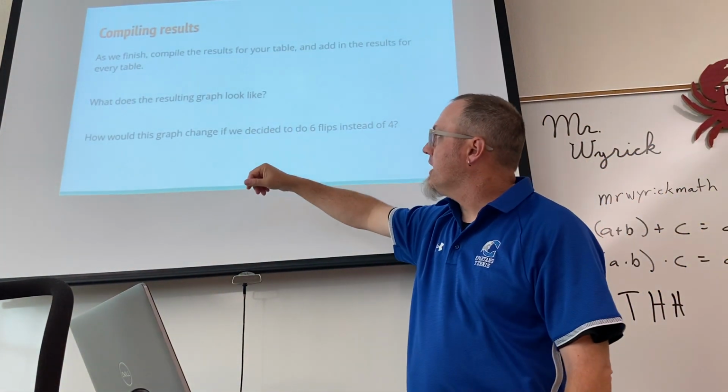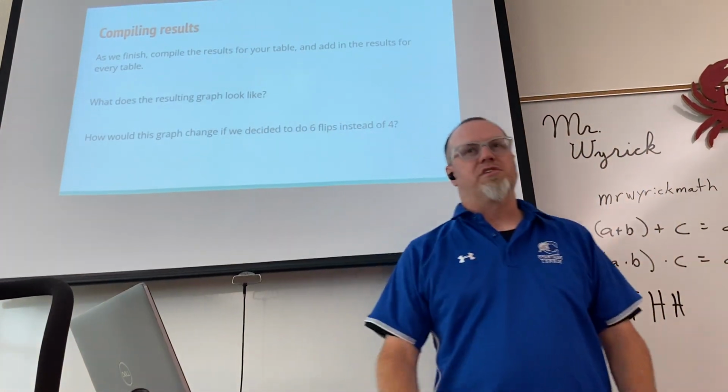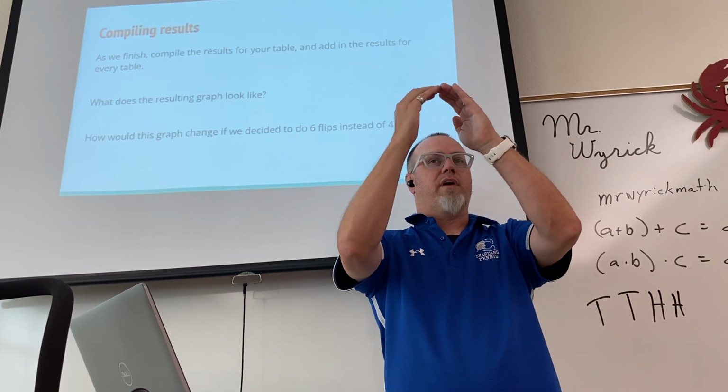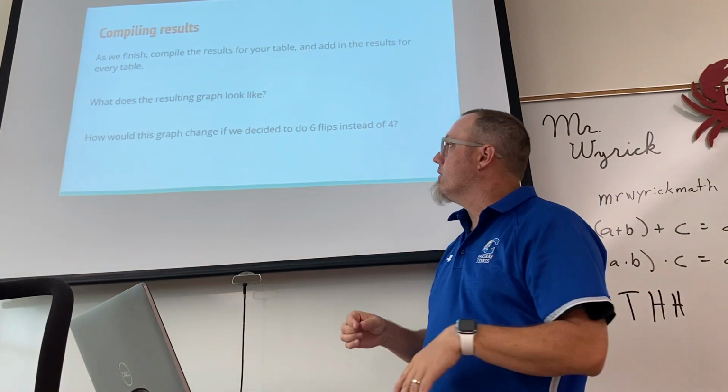How would this graph change? Hopefully your graph looked good. If we just switched this to cataloging the tails instead of the heads, that graph would have actually just reflected back the other direction. So it wouldn't have made that much difference in what we were looking at.